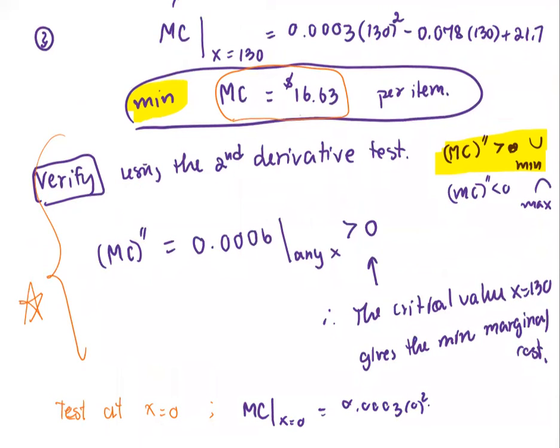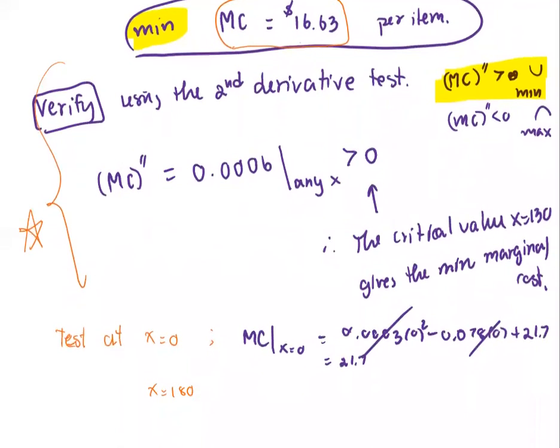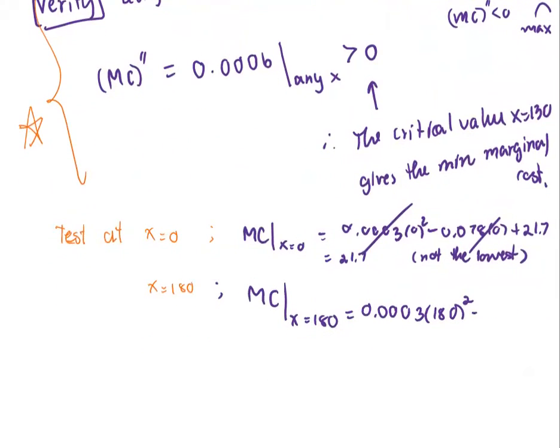0.0003 times 0 squared. This is easier, right? Because we replace x with 0. Then those terms are gone and we get just 21.7, which is not the lowest. Then the same way, the marginal cost at x equals 180: 0.0003 multiplied by 180 squared minus 0.078 multiplied by 180, and then plus 21.7, and put it in the calculator.